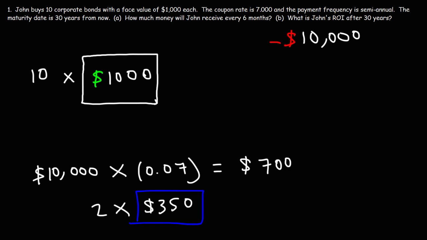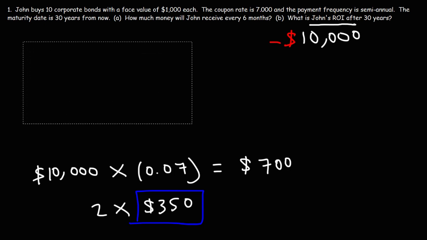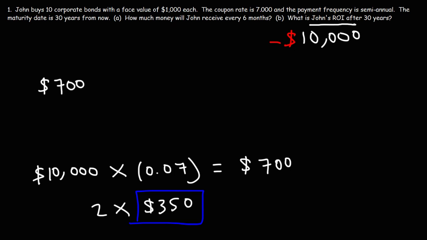Now let's move on to part B. What is John's ROI, or return on investment, after 30 years? In order to answer that question, we need to calculate the total amount of money that he's going to receive in the course of 30 years until the bond matures. Now, every year he's going to receive $700 in interest payments. And this is going to happen for 30 years, assuming the corporation doesn't go bankrupt, in which case he may lose a part or even all of his investment.